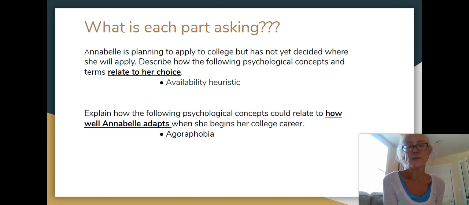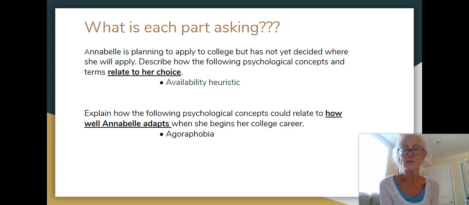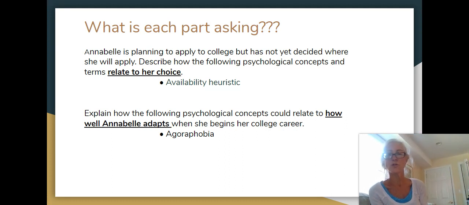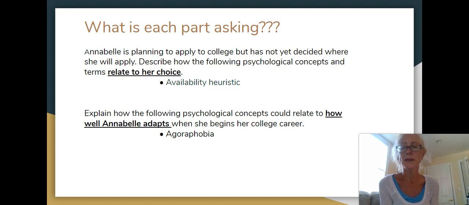So the first thing we need to look at is the prompt itself. What is each part asking? Well, the first part is asking about Annabelle. She clearly doesn't know where she wants to apply to college, and she's going to make some choices. So we are going to apply all those terms to how they relate to her choice of where to apply. And so I'll underline that, and it would do you well also when you write an FRQ to take a look at the prompt and underline what you're being asked to do. Where are you actually being asked to apply?